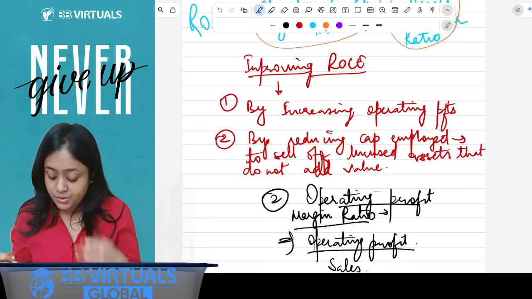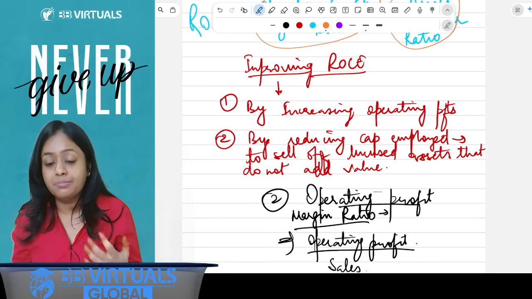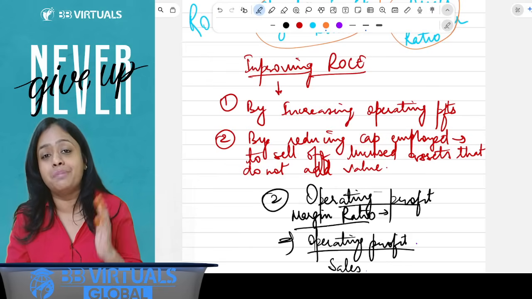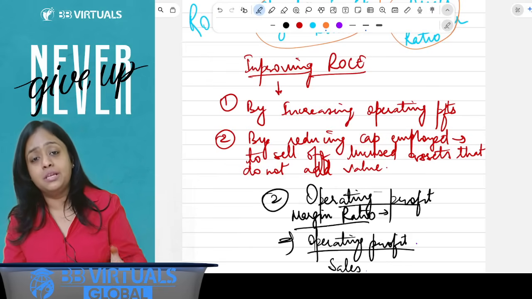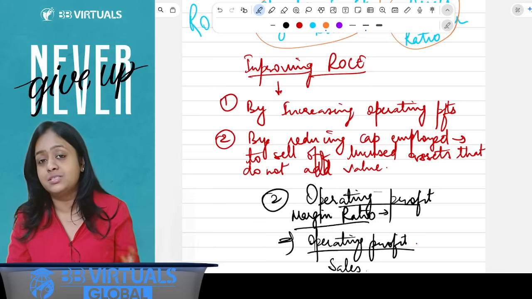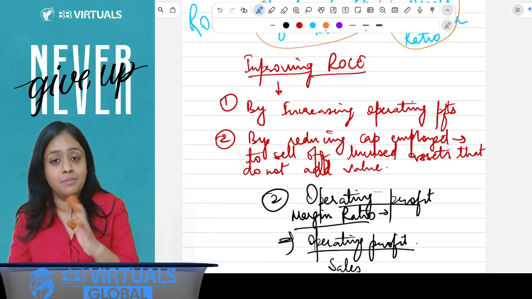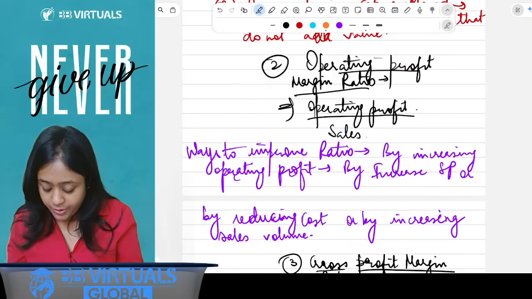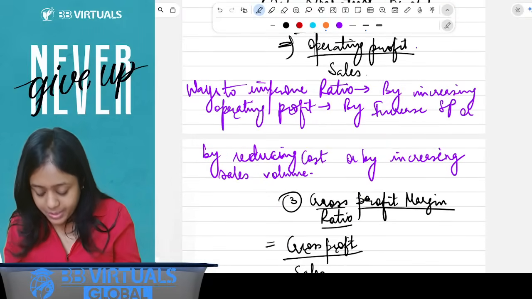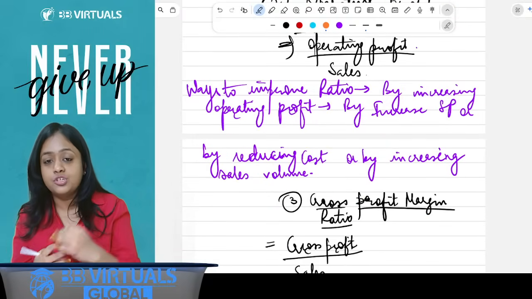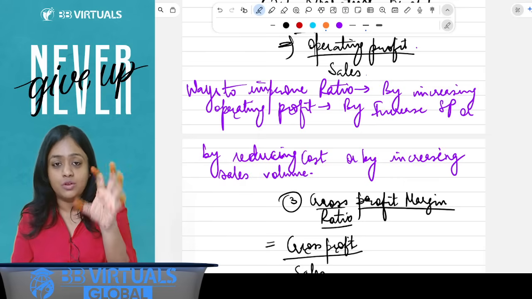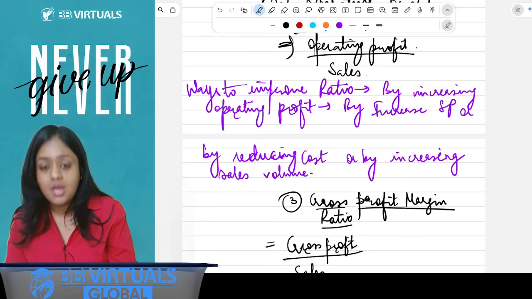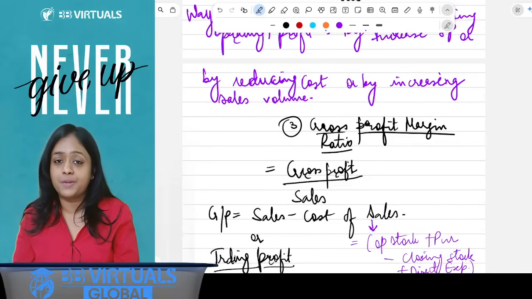And sometimes we can recommend that any unused assets that the entity has are better sold off, so that capital employed gets reduced, the entity gets funds, and the unused assets are done with. Then we have operating profit margin ratio. What are the ways to improve it? Just like that, the way should be to increase the operating profit, by looking into how we can focus on increasing the sales or controlling the cost, or in fact by increasing the sales price and sales volume as well.